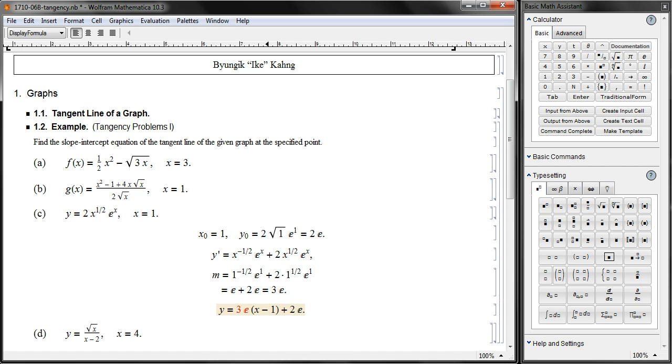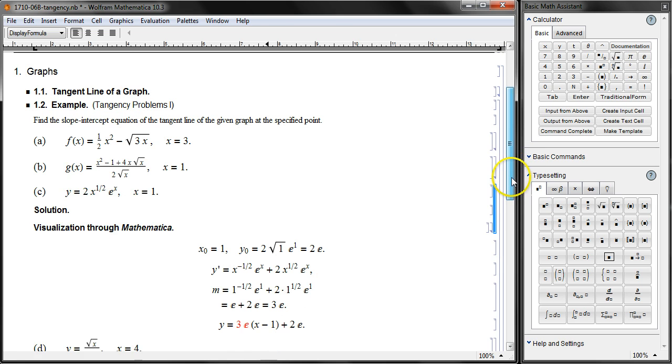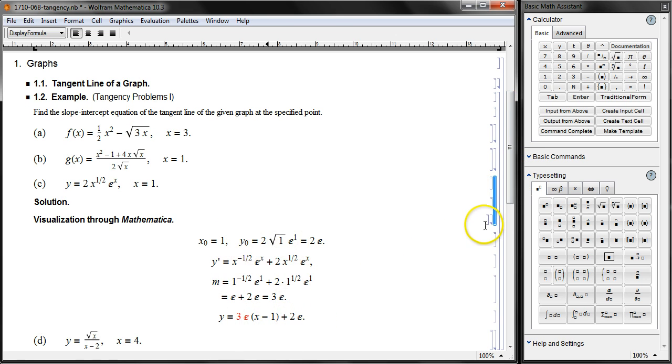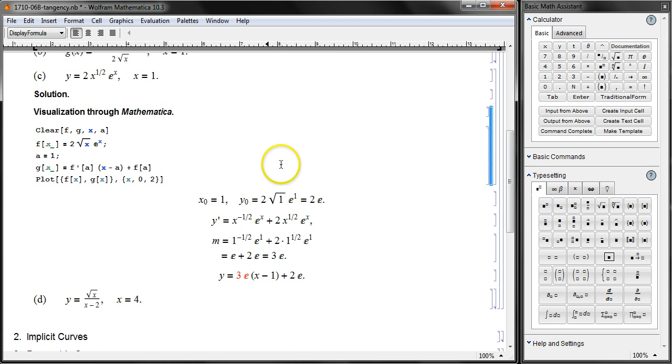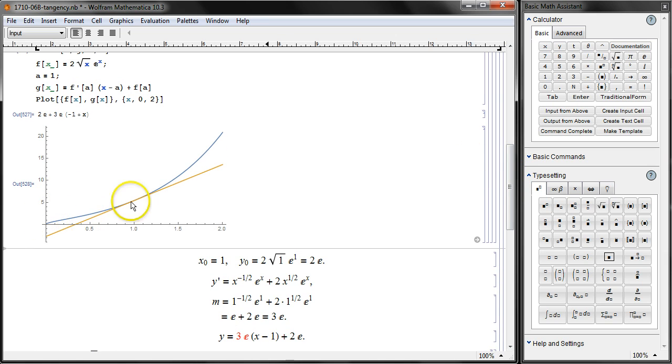And what do we have? We have the solution, the slope-point equation. Well, here's the solution. Oh, I don't have the solution here. So this is a full solution. And then here's a verification through mathematical computation. And here it is: the function, the curve, and then the tangent line. And the tangent line looks like this: 3e times (x minus 1) plus 2e. A little bit of a change of order, but everybody can see that this expression here is the same as that expression down here.